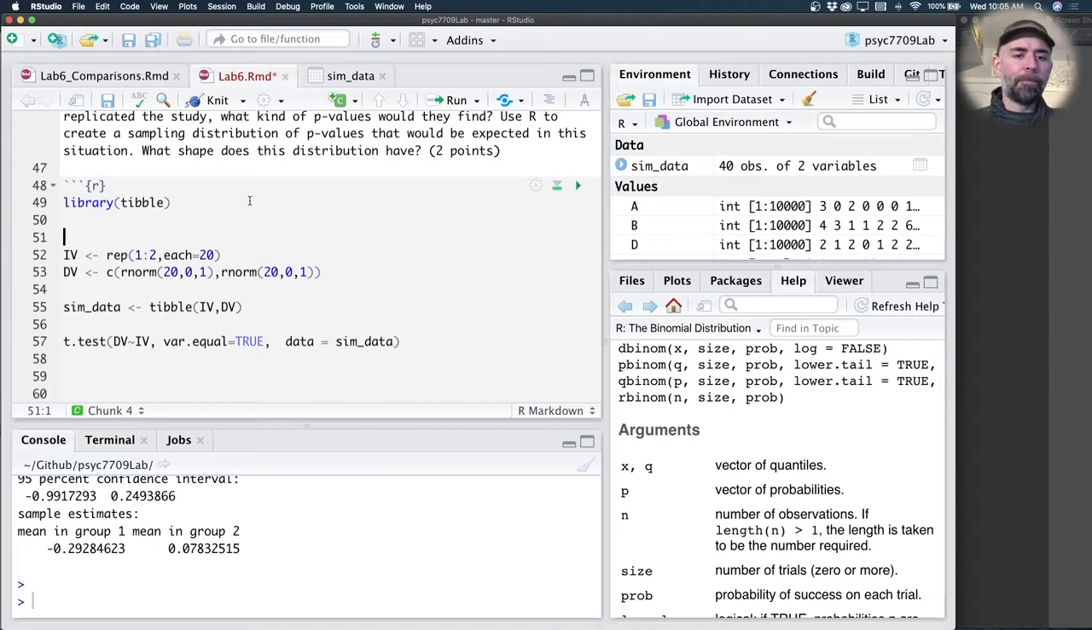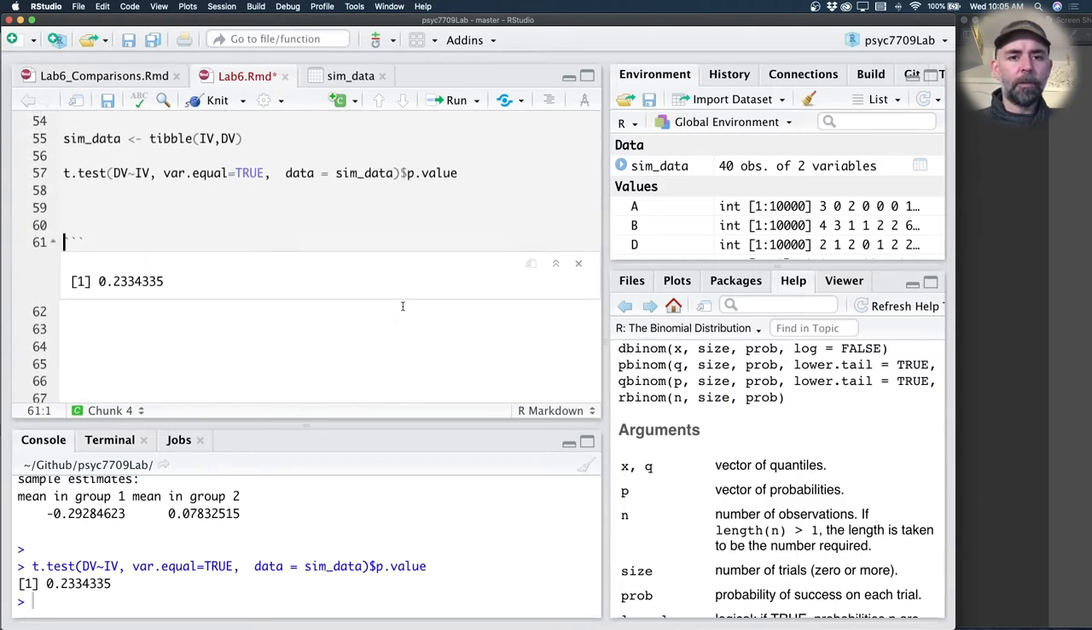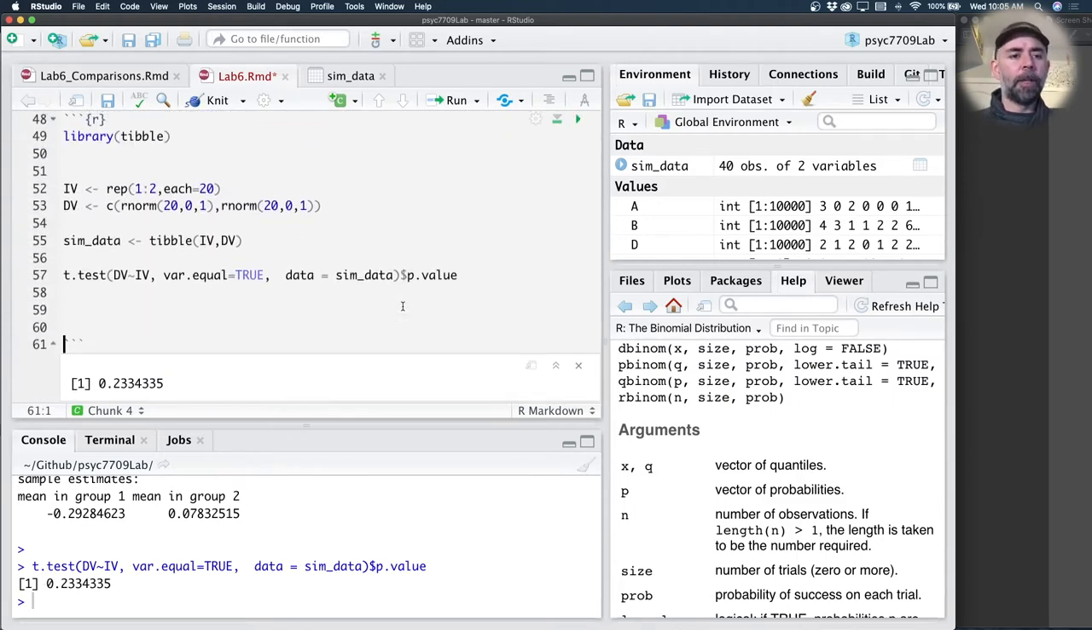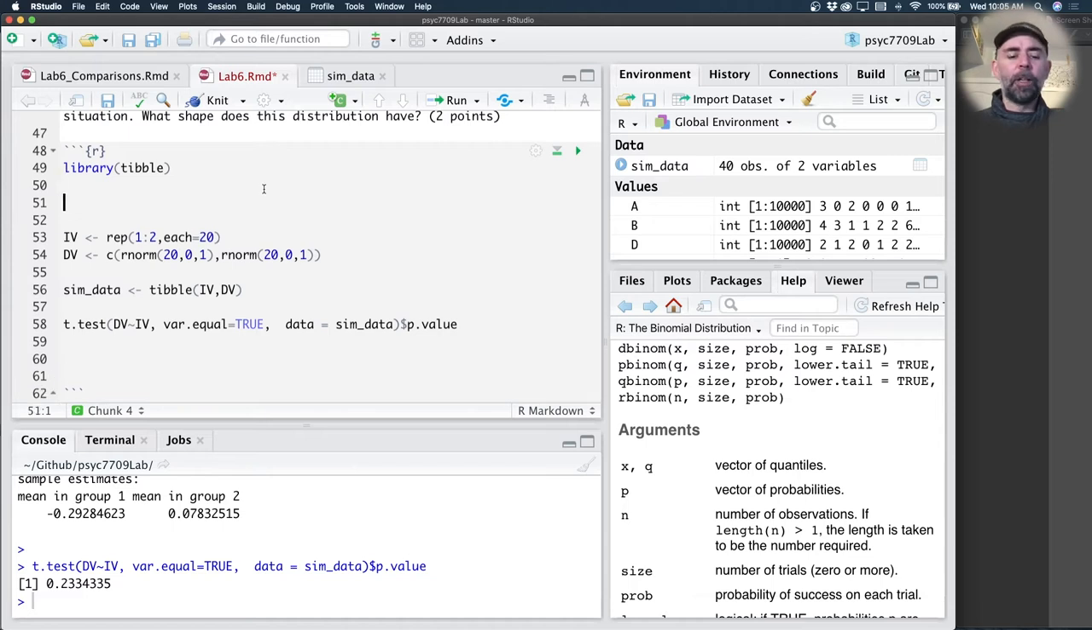All right, we'll put this in a loop. But before we do that, I think this is how you get the p-value out. Right, so that's my p-value. I'm realizing as I'm doing this, I could probably rewrite this in one line. Maybe we'll do that in a moment. Well, let's just do it in a loop for now.